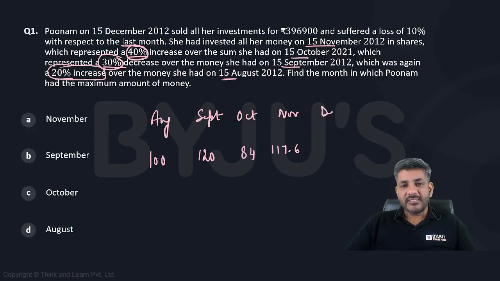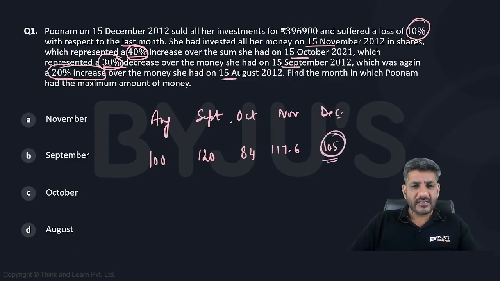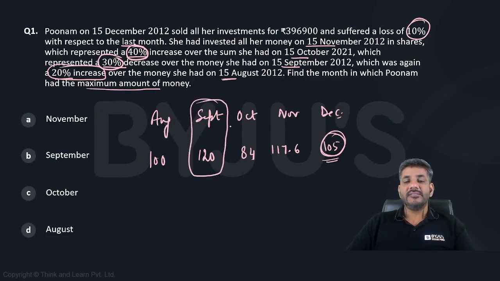And by December, it had further decreased by 10% because she had a loss of 10%. So minus 10% of this, I would say it will be somewhere around 105. I do not want the exact figure. The reason is, the question is asking you to find the month in which Poonam had the maximum amount of money. So I can surely say she had the maximum amount of money in September. So what was the exact amount in December? That was actually not important for us. So we can straight away say the answer for us is September.